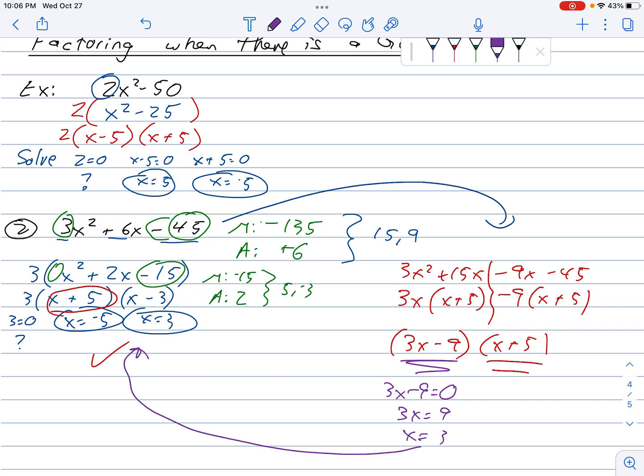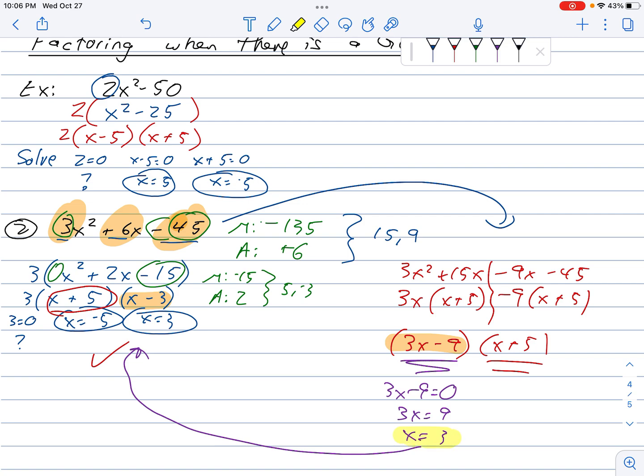Right? But 3x minus 9 is really the same thing as this. It's just beefed up by 3. The 3's in every term. Okay, so that's why, and graphically, it does not change the x-intercepts.